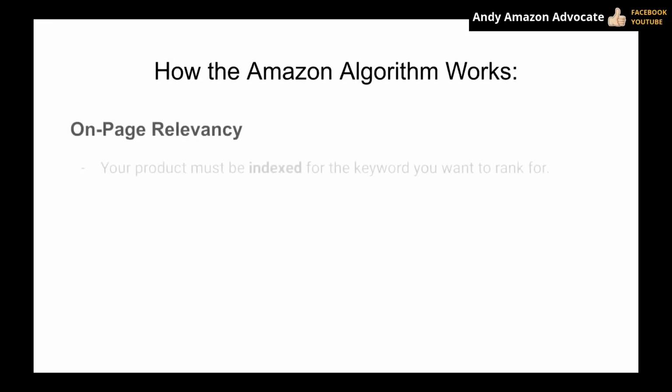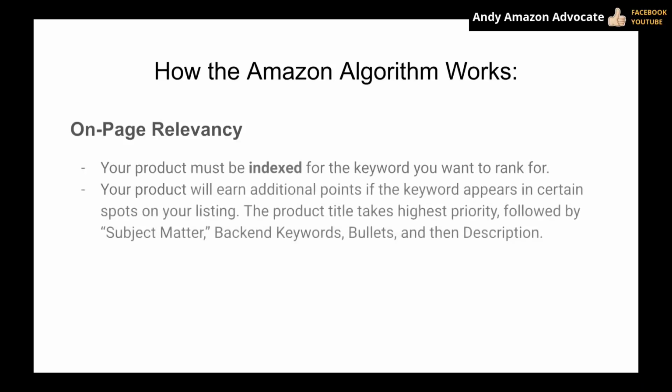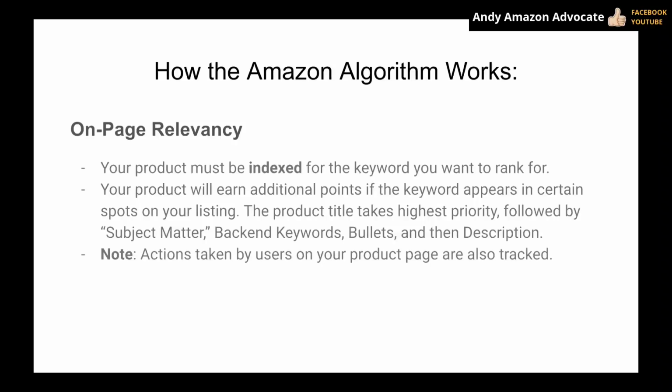Okay, so on-page relevancy, I talked about this. You need to have your subject matter, backend keywords, bullets, description. This is all very common stuff that most people know. Also, you need to know that actions taken by users on your product page, that does impact on-page relevancy as well. So are they actually going up and down the page? Are they clicking add to cart? Are they looking in the images? Does it look normal to Amazon, or is it just buying right straight away, or is it just going on the page, bouncing off the page? Amazon's going to track all these metrics and see, like, is this a product that's performing well? Is it converting well?